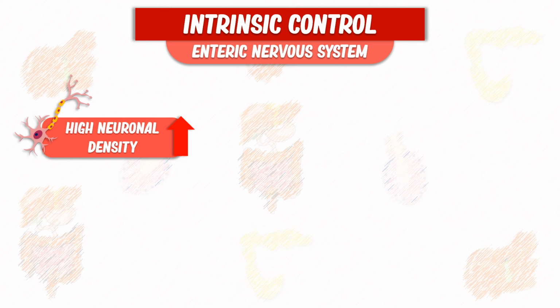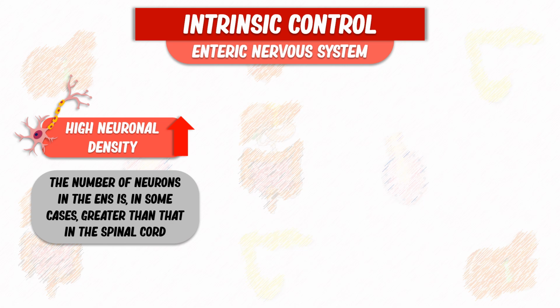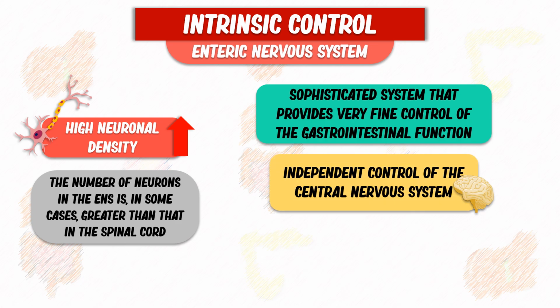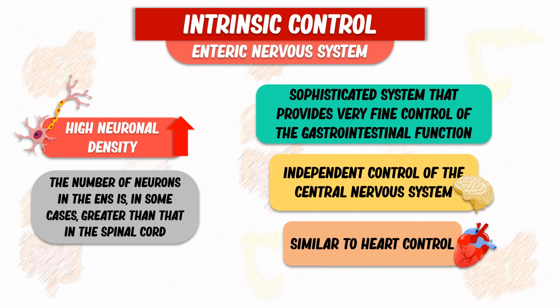The enteric nervous system contains a high density of neurons, with up to 100 million neurons in some species, which can even surpass the number found in the spinal cord. This means the enteric nervous system is an extremely sophisticated system, providing fine control of digestive functions. Because it has its own system, it can operate independently of the central nervous system, similar to how the heart functions.